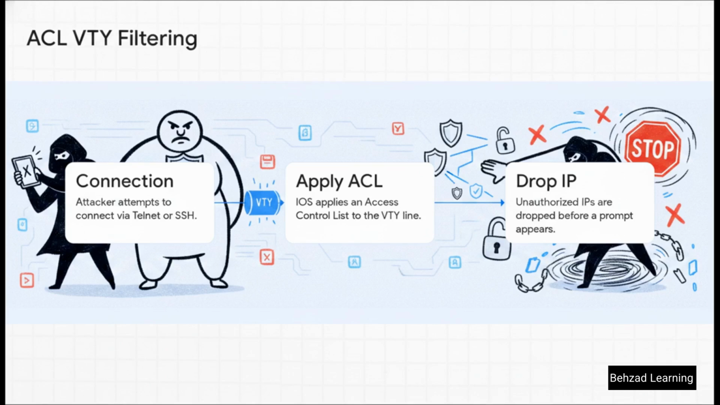When an external user tries to connect remotely via Telnet or SSH using a virtual terminal or VTY line, we apply an ACL to act as our automated bouncer. Malicious IPs are completely dropped before they can even try to brute force a password. If an attacker's IP isn't on the VIP list, no way. They don't even get the courtesy of a login prompt. Their traffic is just gone.